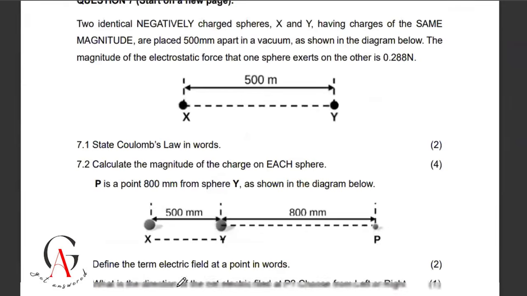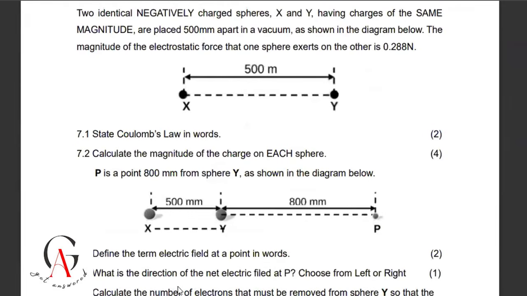Question 7: two identical negatively charged spheres, X and Y, having charges of the same magnitude, are placed 500 millimeters apart. Now they are saying millimeters here, they are writing meters. So the magnitude of the electrostatic force on the spheres is this much. Can we state Coulomb's law in words?